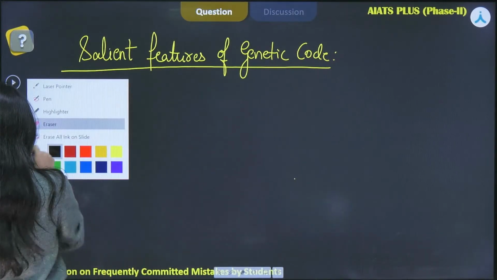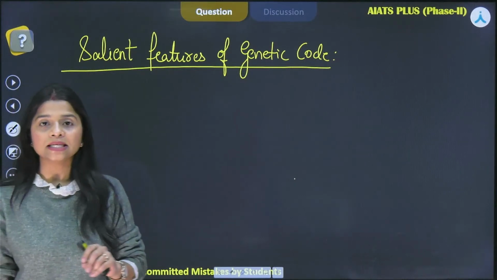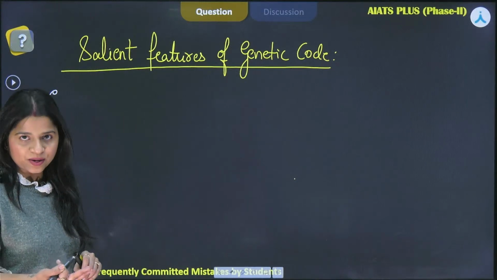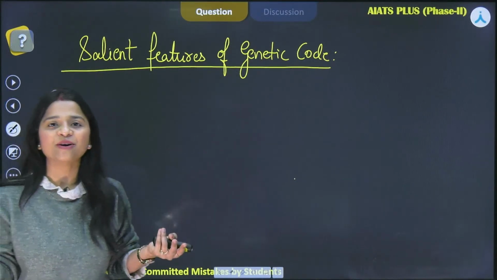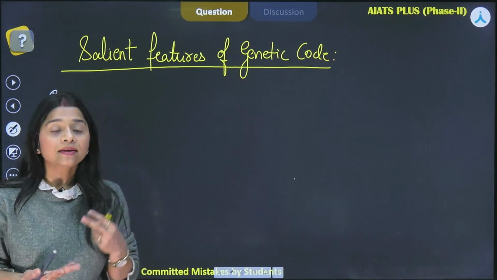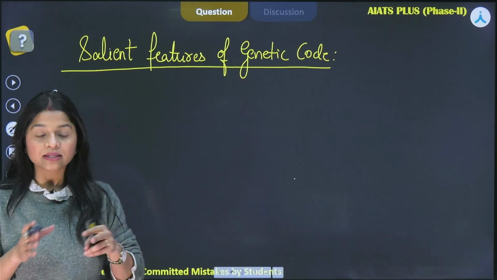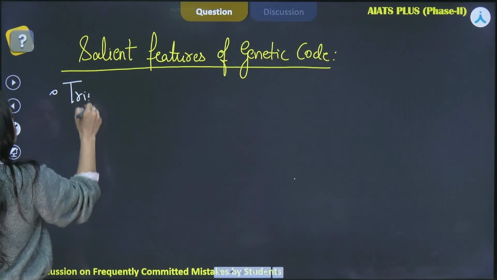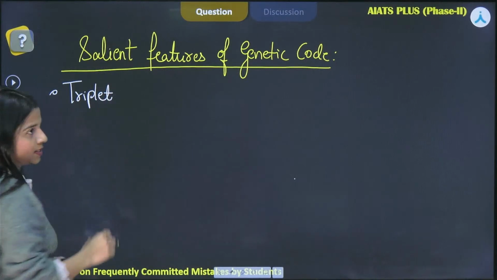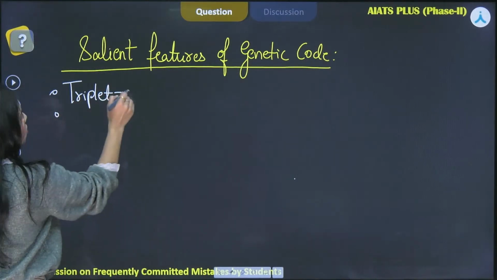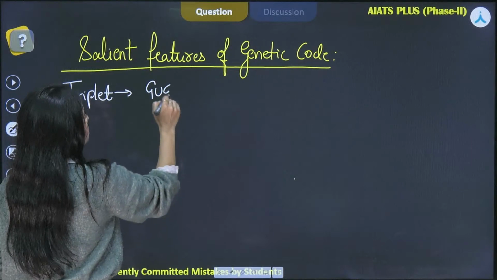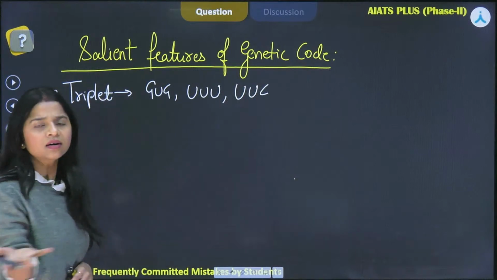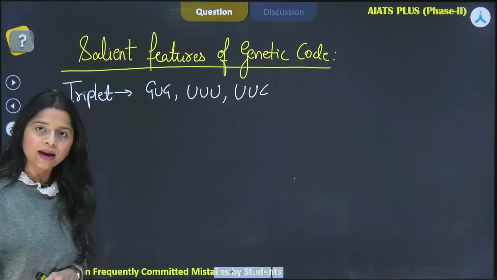So what are the salient features? The first salient feature is they are present in the form of triplets, okay. So 3 alphabets will be written, okay. Alphabets as in not any random alphabet. We have adenine, guanine, uracil, thymine, right, cytosine. These are the nitrogen bases, okay. So the nitrogen bases will be present in the form of a triplet, okay. So for example, GUG, right, UUU, or you can say UUC, these are the particular codes for particular amino acids.